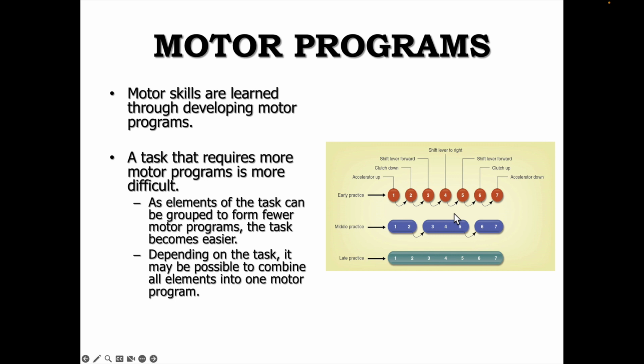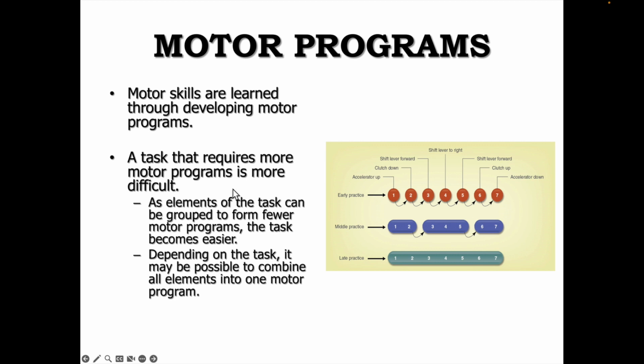So kind of going along with what I just mentioned in the previous slide, we need to look at our different motor programs. As we talked about previously, motor skills are learned through developing motor programs to govern those skills. For example, we could have a motor program of shooting a basketball, of jogging, or of kicking a soccer ball. A task that requires more motor programs is more difficult.